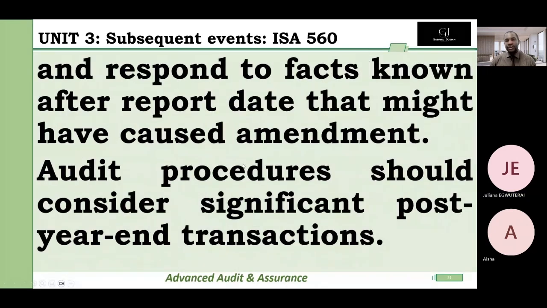Okay, so we also need to respond as auditors to the facts known after the report date that might have caused an amendment. So every adjustment, amendment to the figures, audit procedures should consider significant post-end transactions, and that's what we are speaking to. Okay.